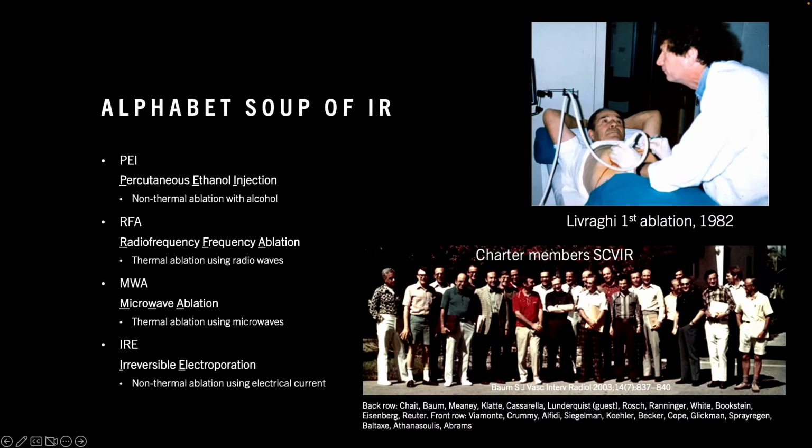That's where we would stick a needle into the tumor from the outside of your body, and we would inject alcohol, and that would kill the tumor, okay? RFA, radiofrequency ablation, we would stick a needle into your tumor, and we'd heat it up. How would we heat it up? We'd use radio waves. It's just a frequency of heat. It's thermal, it's hot, it gets hot, that's how we do it.